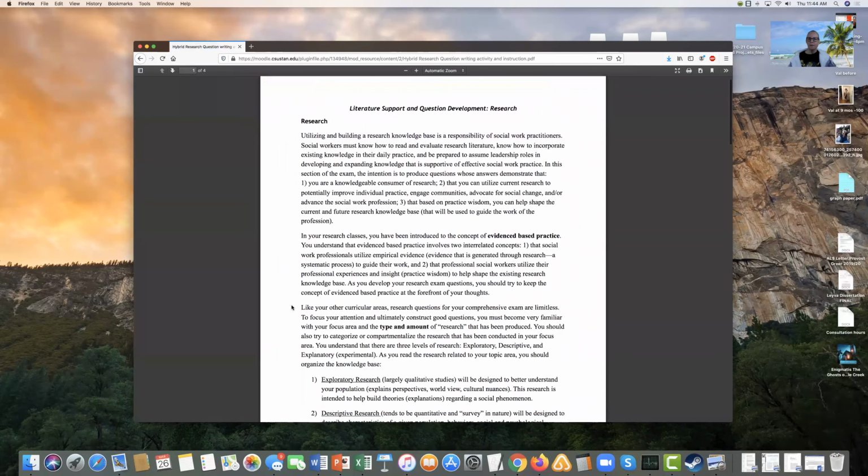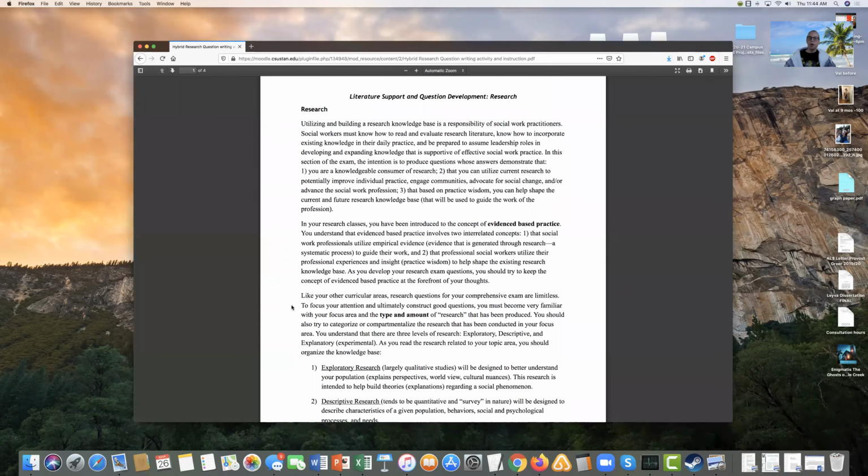And this document is a couple of pages long. It's a little bit longer than some of your other instructional pages around writing questions. Research in social work is really important. We have to use evidence-based practices in social work in order to make sure that we're providing a high standard of care for clients and consumers.